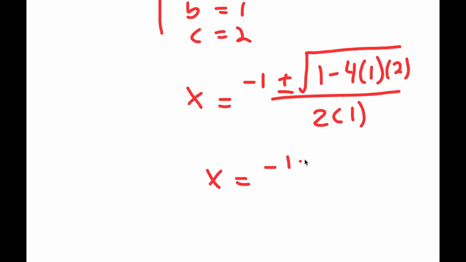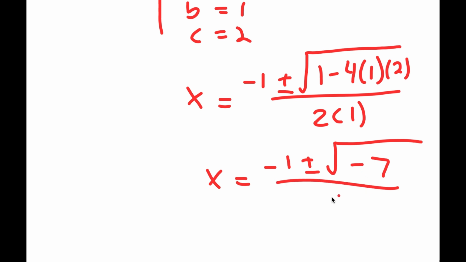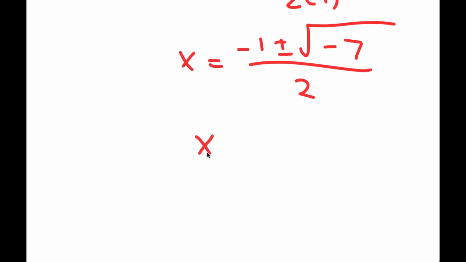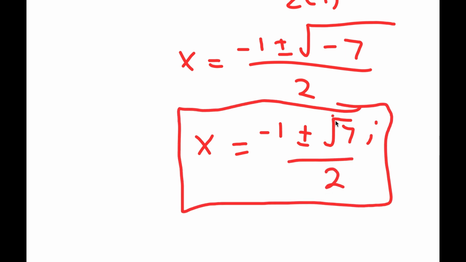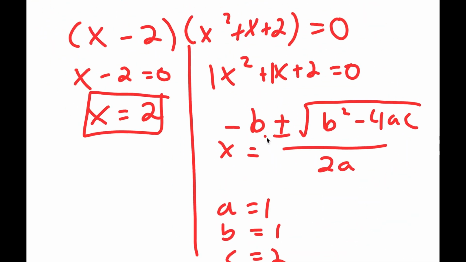And now this is equal to negative 1 plus or minus the square root of 1 minus 8, which is negative 7. Now I have this over 2. And this is equal to negative 1 plus or minus the square root of 7i over 2. So these are my three solutions.